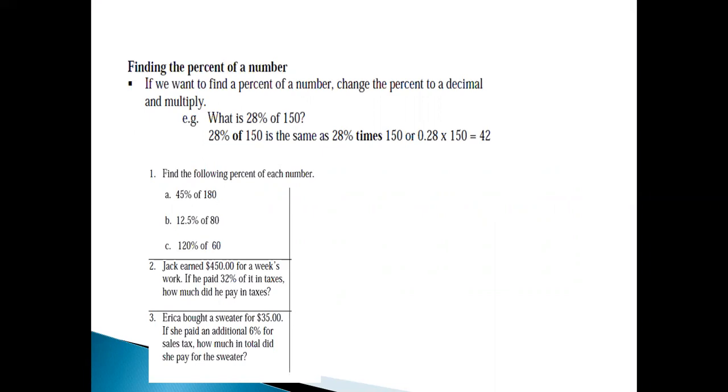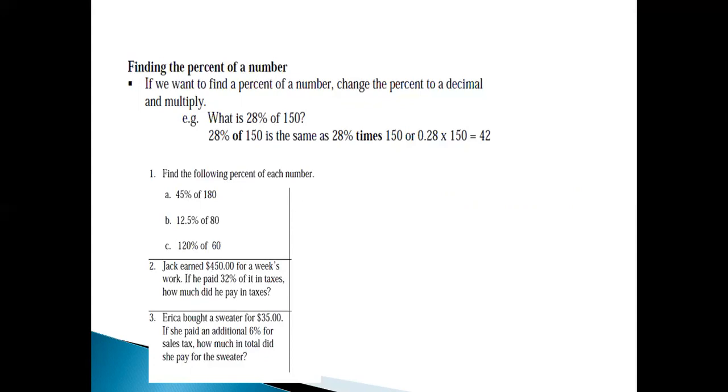Find the following percent of each number. 45% of 180. So change the 45 to 0.45 and multiply it by 180 and it equals 81. Not 81%, the number 81. B, 12.5% of 80. You would change 12.5% to 0.125 times 80. Answer is 10. So 12.5% of 80 is 10. Try C, 120% of 60. I'll give you a hint, 120% is going to equal 1.2.